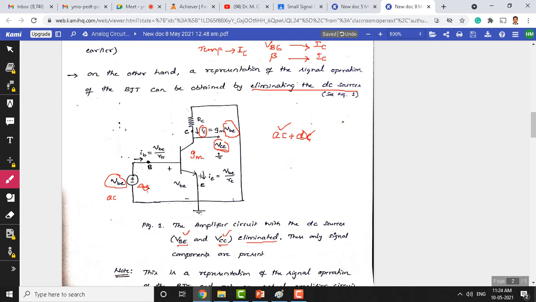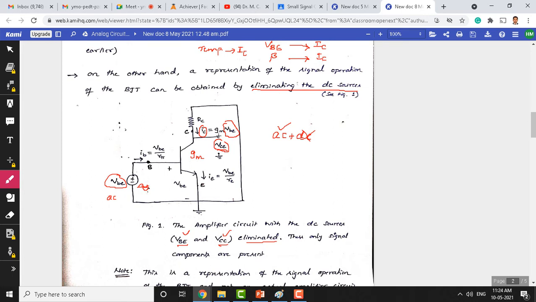What is the necessity of writing the AC equivalent circuit? The reason is that here we get to know where all our AC signal is flowing. Even though there is a DC component, we have eliminated it here. This circuit loop shows that DC current and AC current are flowing in this loop, and AC current is also flowing in this loop here.